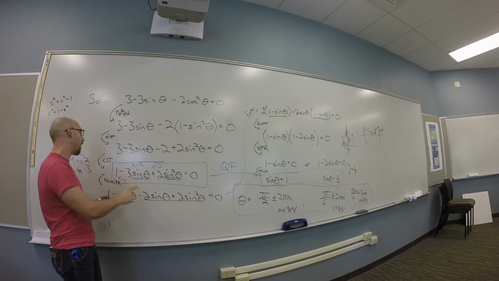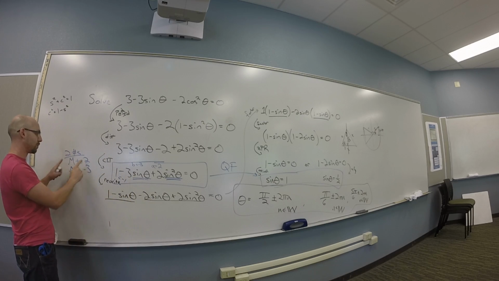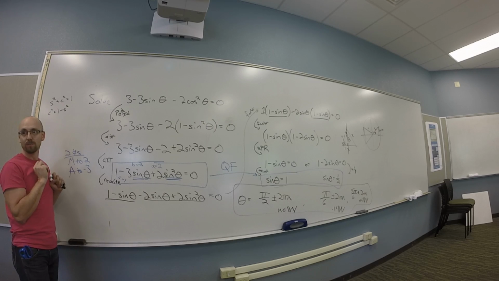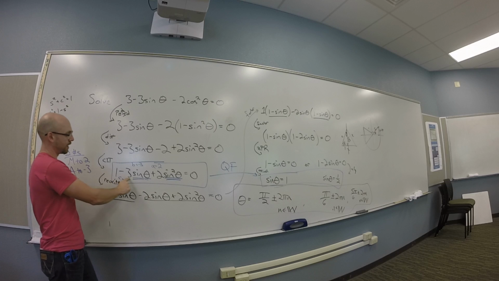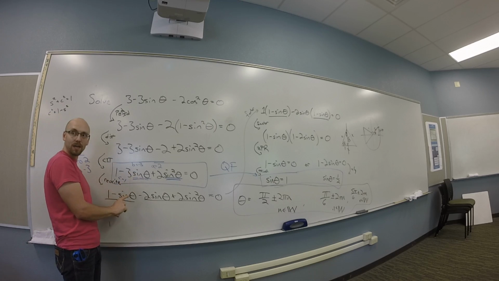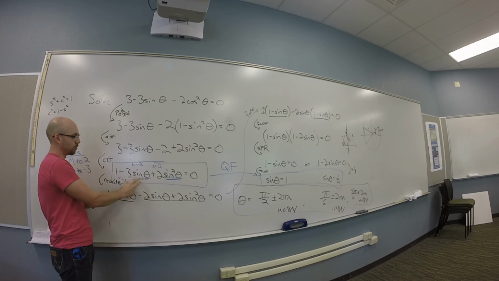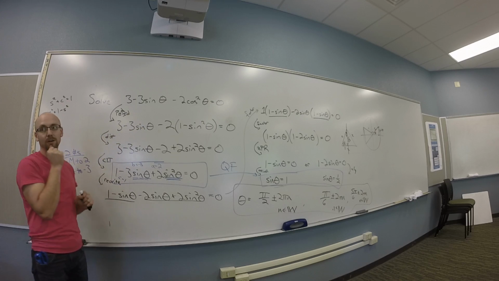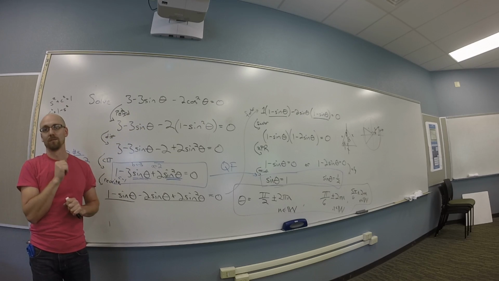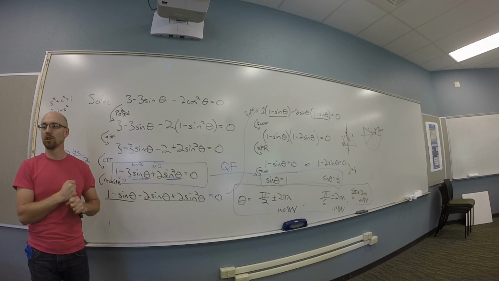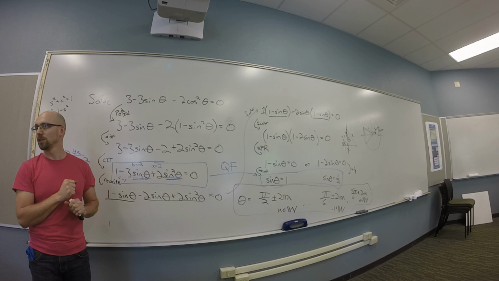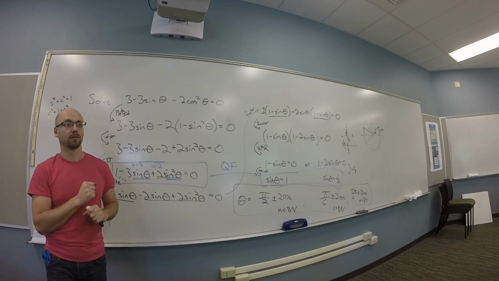So I was looking for two numbers that multiply to 2 and add to negative 3. I thought of negative 1 and negative 2. And so I split that minus 3 sine theta into a minus sine theta and a minus 2 sine theta. So I'm literally just rewriting the middle term in two pieces, and I did that in such a way that it'll factor nicely. Cool? The quadratic formula is also a super good option there. Questions? Okay.